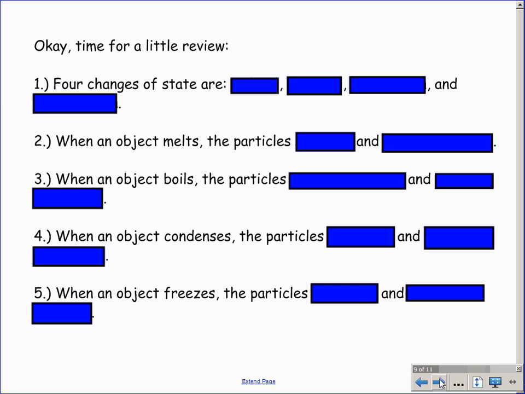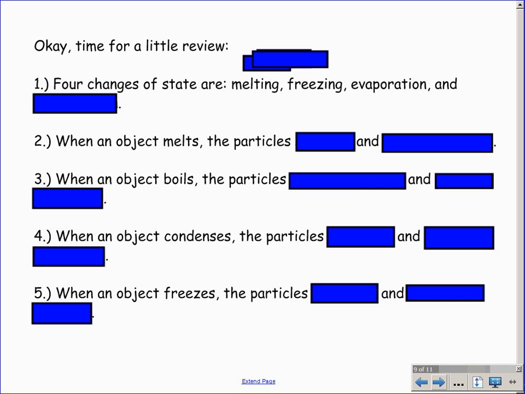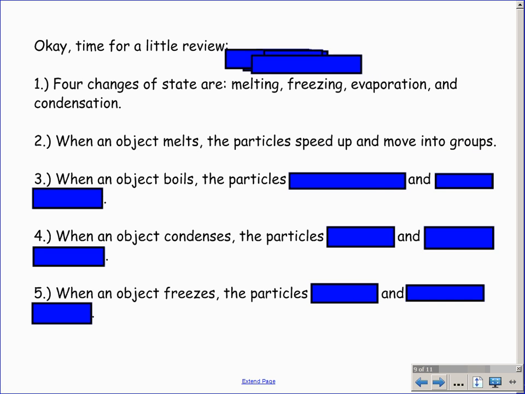All right, let's have a little review. 4 changes of state. Of course, it's tricky. I bet you know 3, but do you know 4? Melting, freezing, evaporation, and condensation. When an object melts, the particles speed up and move into groups.